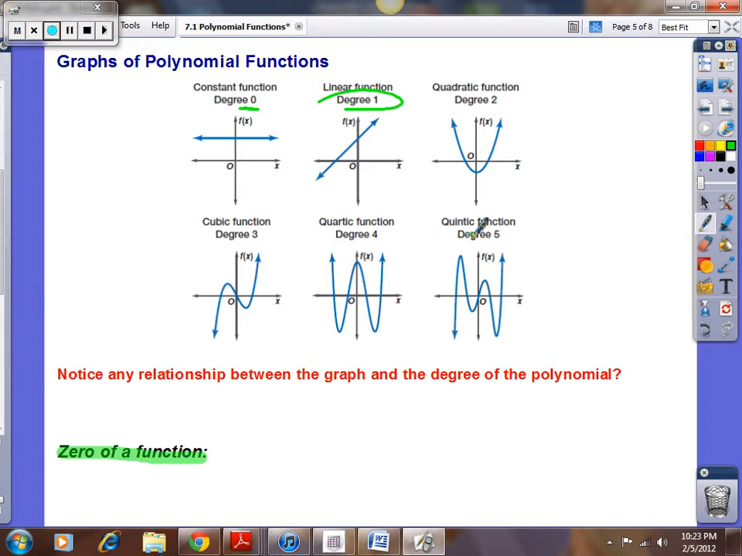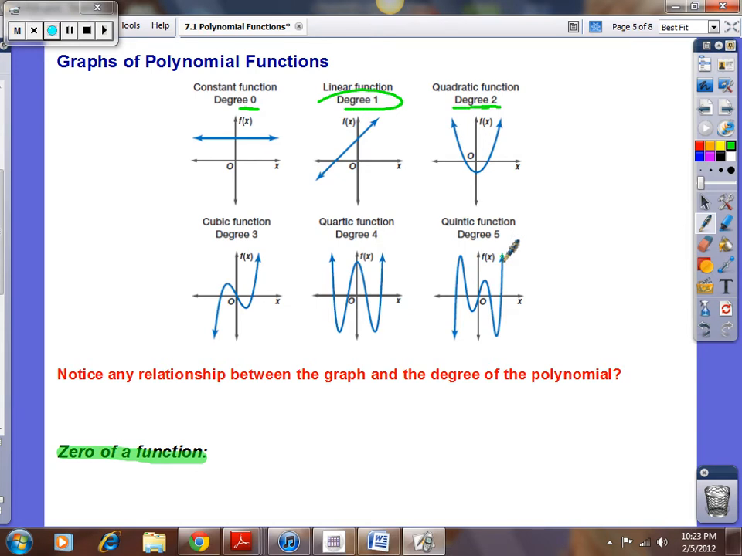And here's something kind of cool. Notice any relationship between the graph and the degree. So let's look at this degree 2. Degree 2 has how many curves? How many times does it change direction? It just has one curve. It changes direction once. Look at degree 3. How many curves does it have? It's got 2. It changes direction twice. A degree 5 is going to have 4 curves. It's going to change direction 4 times. If you can kind of see that.